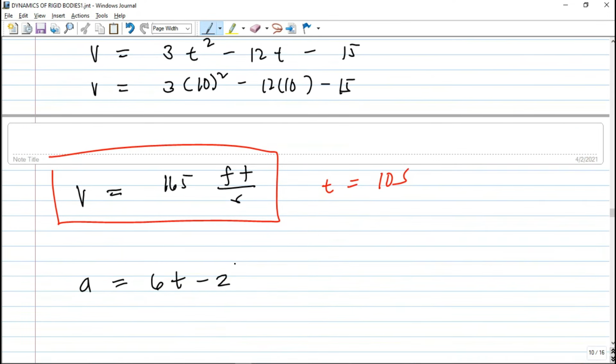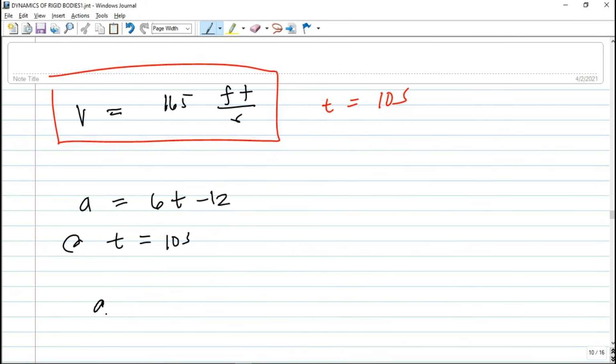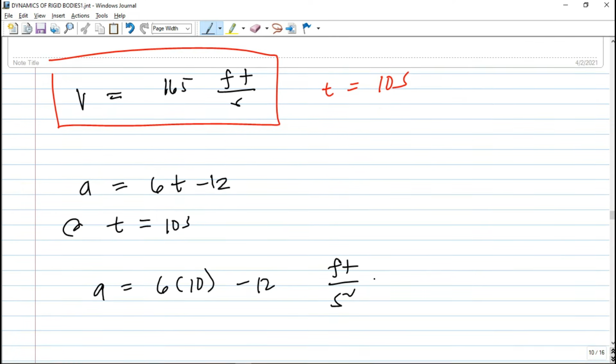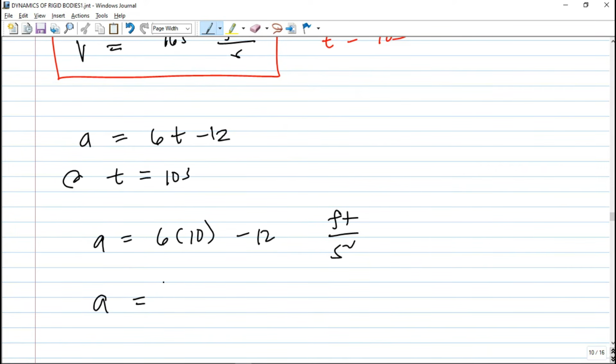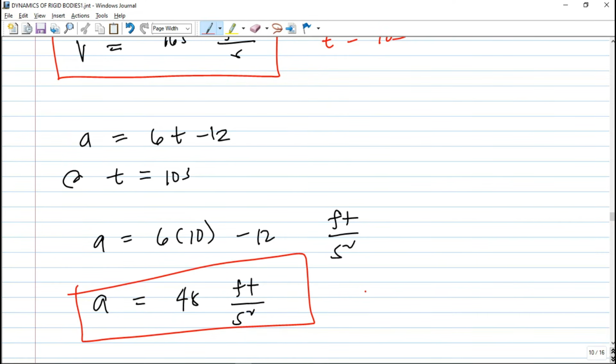Okay, so 12. Then what is a at time 10 seconds? Okay, so a is equal to 6 times 10 minus 12. So ang unit nito guys is feet per second squared. So the instantaneous acceleration at time 10 seconds is, we have here 60 minus 12. So that is 48 feet per second squared. So that is the instantaneous acceleration at time 10 seconds.